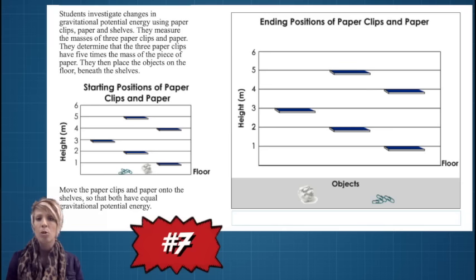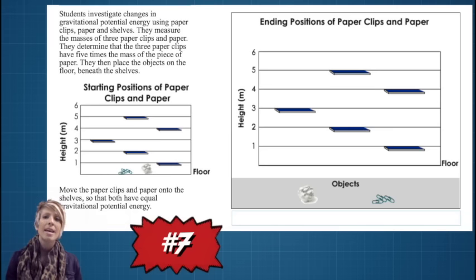Now, it's important when you're reading this, pay special attention to the data that they give you in the paragraphs. The three paper clips have 5 times the mass of the piece of paper, okay? So it says move the paper clips and the paper onto the shelves so that both have equal gravitational potential energy. Now, you're not going to be able to actually click and drag on anything, but you can use your arrow to draw an arrow to point to where it should be.